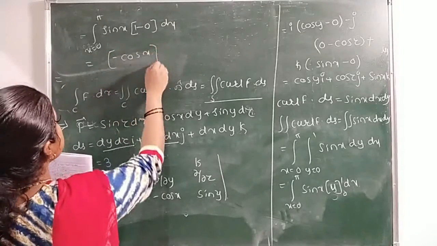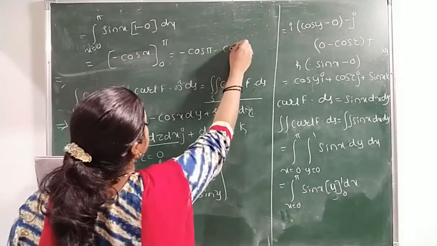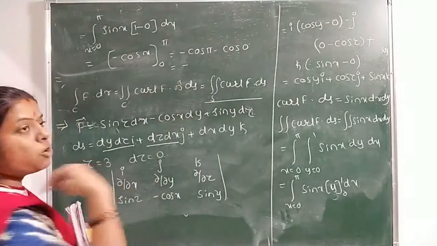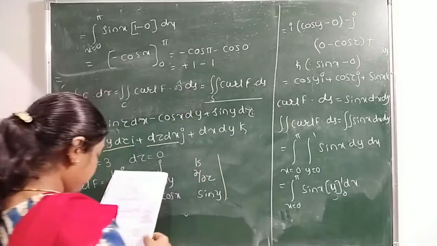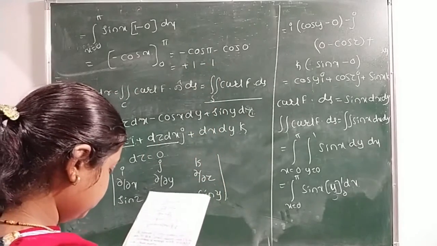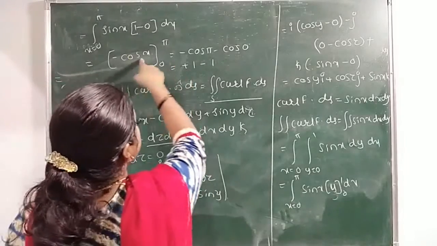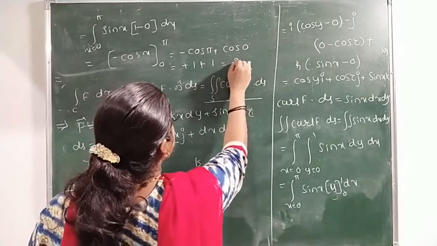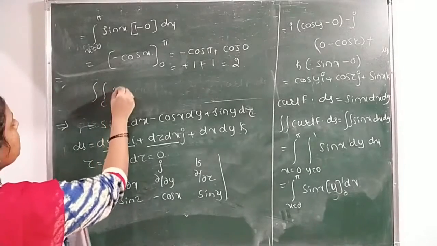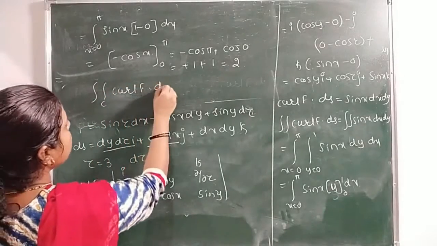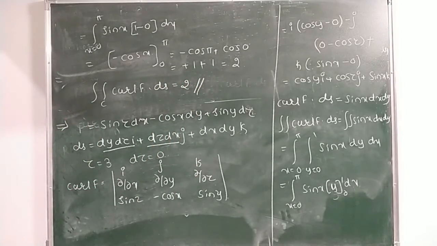Now the integration of sin x becomes minus cos x from 0 to pi, which is equal to minus cos pi minus cos 0. Anyhow, cos pi is minus 1, minus becomes plus 1, minus 1. Minus is already there, so it becomes a plus, that means plus 2. So the double integration of curl f dot ds is equal to 2. This is the Stokes theorem for evaluating the term.